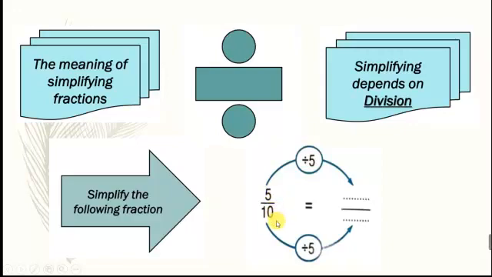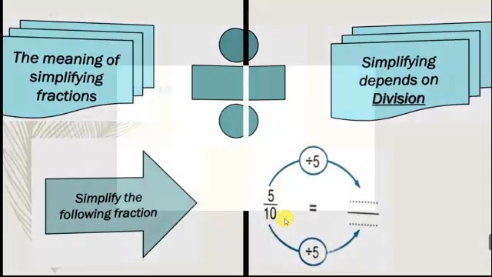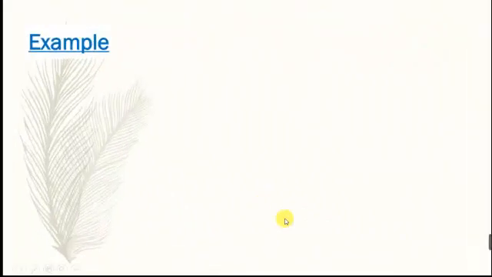5 and 10, they are in table what? In table 5. Both of them are in table 5. So I'm going to divide the numerator by 5 and the denominator I will divide by 5. Don't forget, whatever we do to the top, we have to do to the bottom. 5 divided by 5 is 1, and 10 divided by 5 is 2. So we got a half.